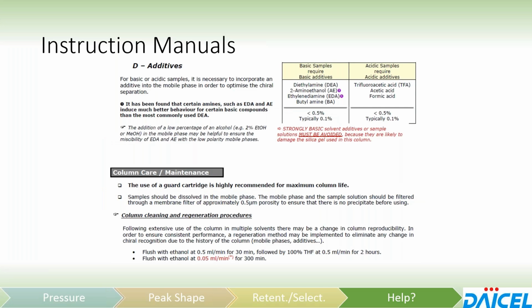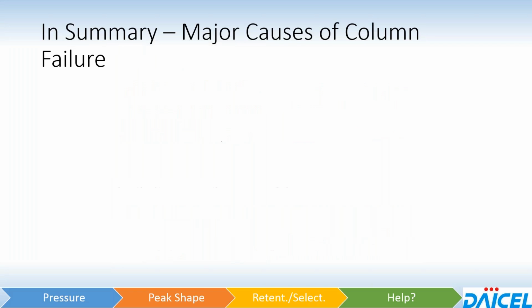You will also find things like the suggested additives. I talked about these already, but other things for your basic additives like EDA or BA, and your acidic additives, as well as the suggested percentages that you should stay below. And then you'll also find some useful column care and maintenance, most of which I discussed earlier, but perhaps there's something additional that might help you in storing your columns and, again, protecting their lifetime.